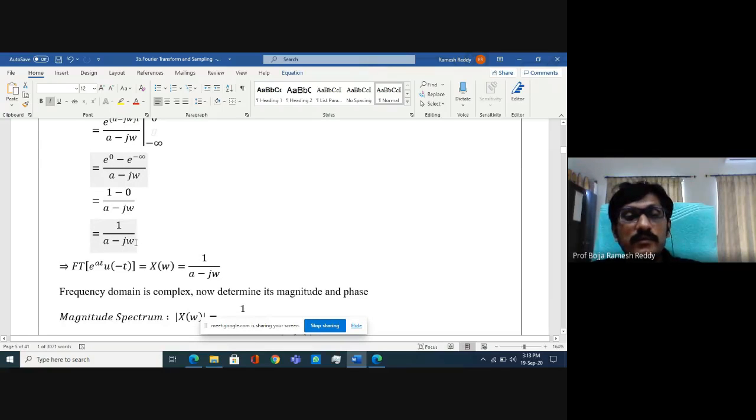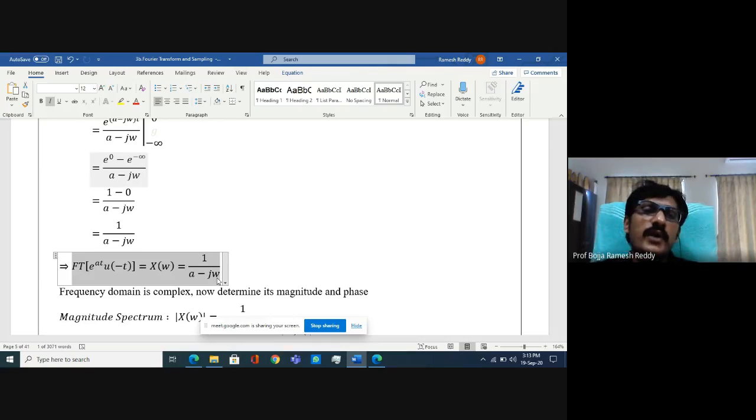We have seen the frequency domain of the right side signal is 1 by a plus j omega. Fourier transform of the left side e power at u of minus t: left side signal is 1 by a minus j omega. This is the procedure. By using this procedure, we can evaluate the frequency domain of any type of signal. Irrespective of the signal, you can evaluate the Fourier transform.